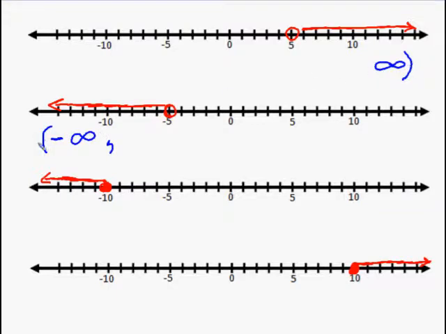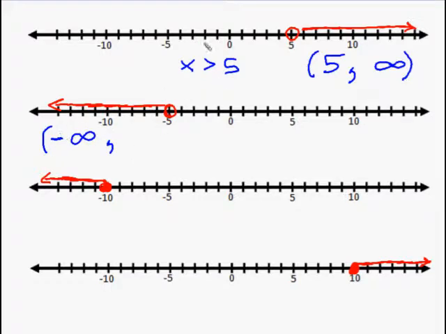I never include infinities, because I never actually get there. Now on this top one, I don't include the 5, so it's (5, ∞) in our interval notation. As an inequality, I would say x is greater than 5, because x is bigger than 5. See, x is getting infinitely big, greater than.